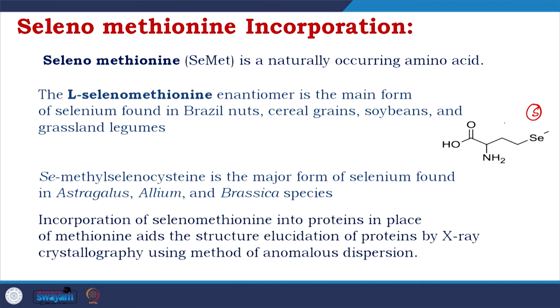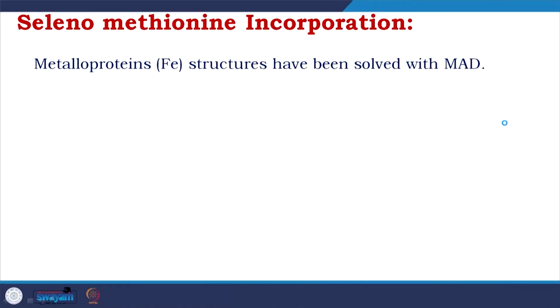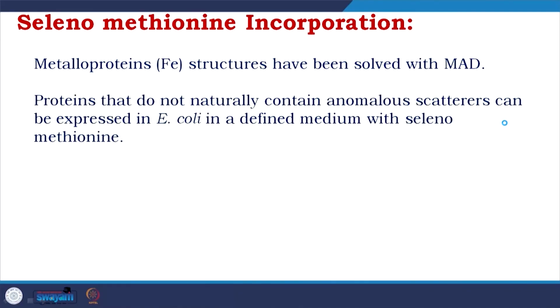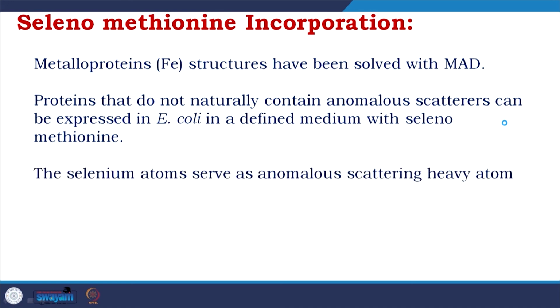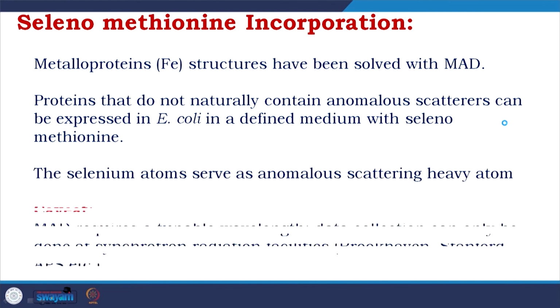Incorporation of selenomethionine into protein in place of methionine aids the structure elucidation of protein by X-ray crystallography using the method of anomalous dispersion. So, here you introduce the codon and then it would be having those selenium. Selenium is a heavy atom, it is giving you a lot of electrons and you solve the structure by using anomalous dispersion. Metalloprotein structures have been solved with multiple anomalous diffraction. Proteins that do not naturally contain anomalous scatterers can be expressed in E. coli in a defined medium with selenomethionine or selenocysteine. The selenium atoms serve as anomalous scattering heavy atoms here.